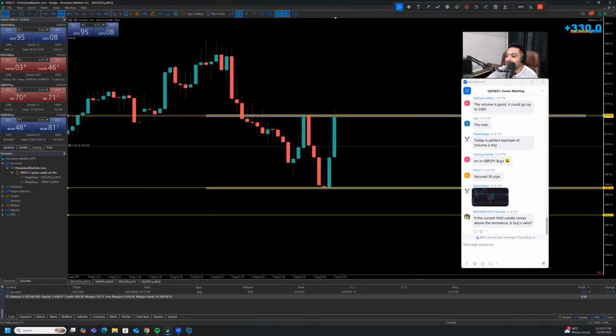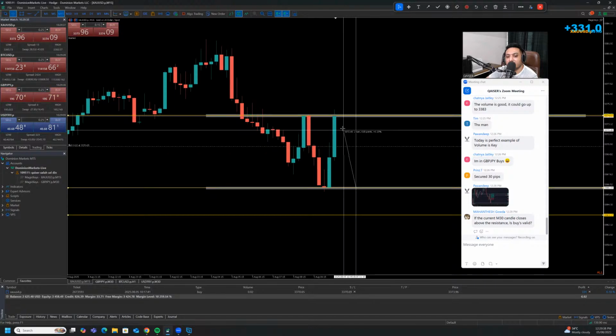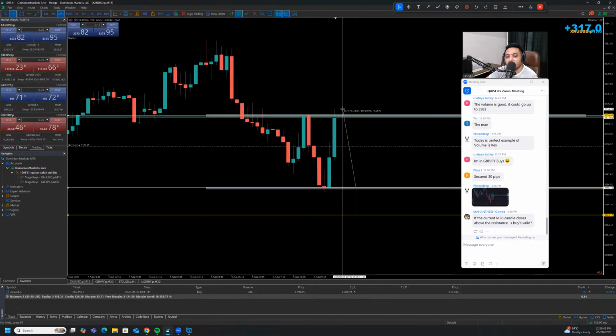Wow, sir, here we can take a buy, valid or not. For buys, wait for this candle to close above the resistance, then yeah, you can give your trade a chance. But look at this one, it already moved a lot, 80 pips. See this one?